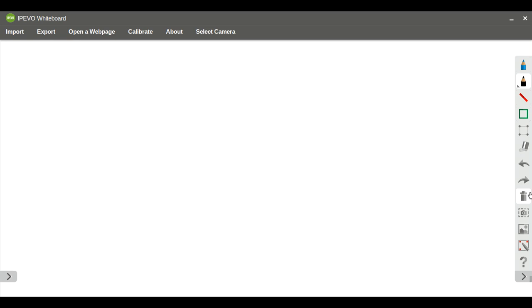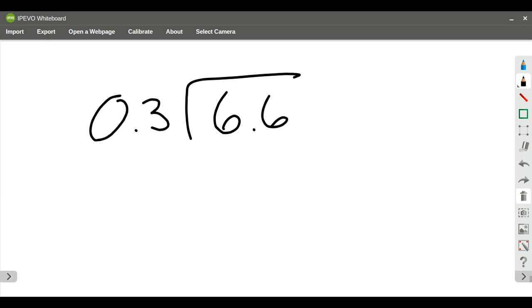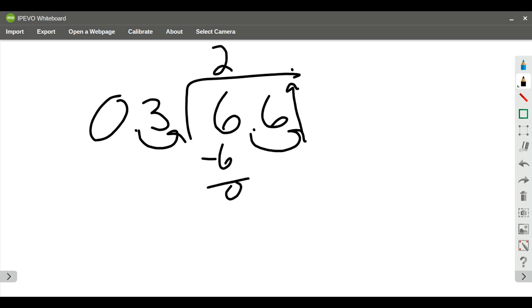Last one that we're going to take a look at is 6.6 divided by 0.3. So the first thing that I'm going to do is move my decimal over 1 place, which means I need to move it over 1 place here, and then I bring it straight up. 3 goes into 6, or 3 goes into 66, your choice. I'm going to look at 3 goes into 6 2 times. 3 times 2 is 6. I'm going to subtract, get a 0, bring down the 6. 3 goes into 6 2 times. 3 times 2 is 6. I subtract, I get 0. So my answer is going to be 22.